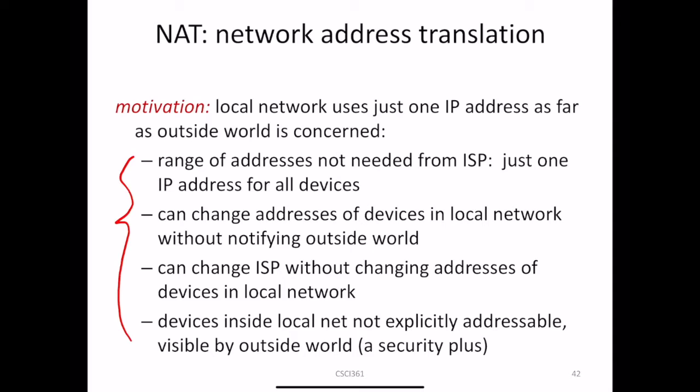And the last one is that devices inside the local network are not explicitly addressable or visible by the outside world. That means if a device is using the NAT function, it is more secure, because the outside only knows your public IP address. It doesn't know which device within the local network this information is sent from.